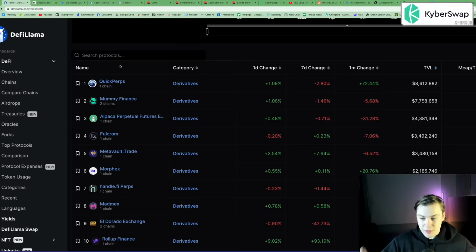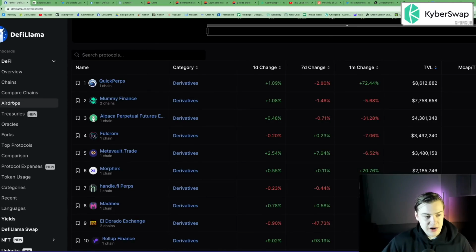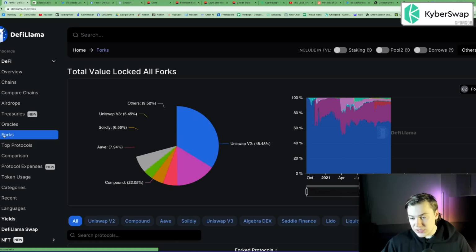For example, when the perp dex thing was performing, you could have come onto this dashboard to see what other perp dexes were starting to gain steam in terms of their TVL change. And if there were particular dexes that were gaining TVL very quickly, that could have been an indicator as to protocols that were starting to gain a little bit of traction on the back of the dex narrative. And the same thing happened for the Solidly fork narrative.